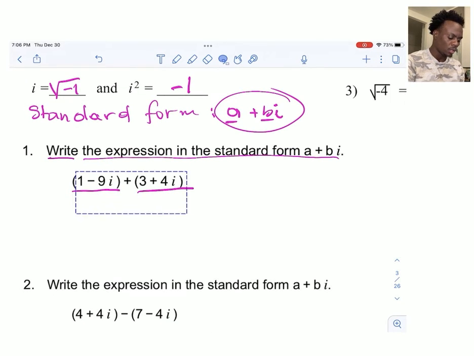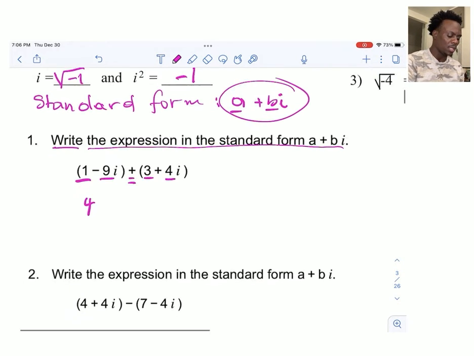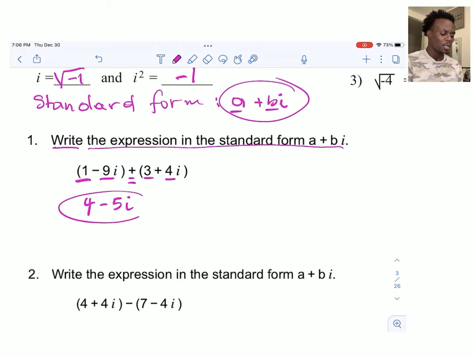So first, we can do 1 plus 3 is 4, and negative 9i plus 4i is going to be negative 5i. So in standard form, 1 minus 9i plus 3 plus 4i simplifies to 4 minus 5i.